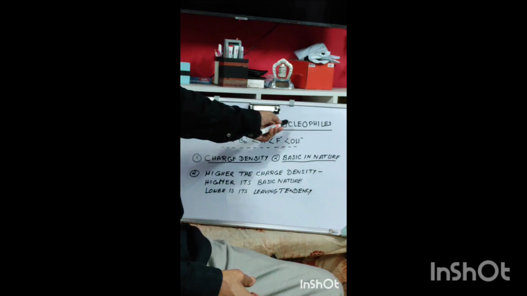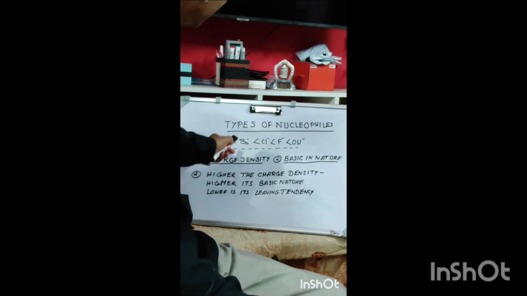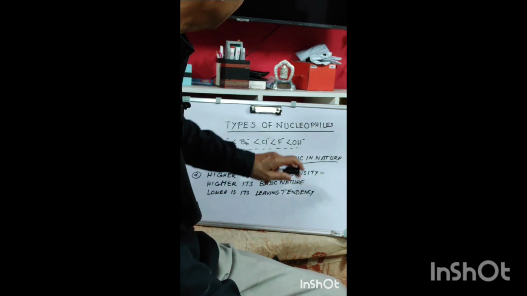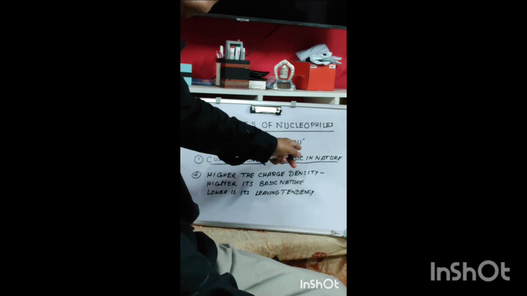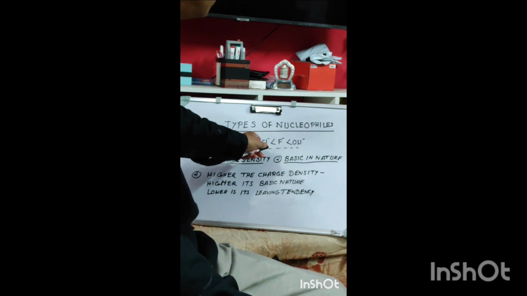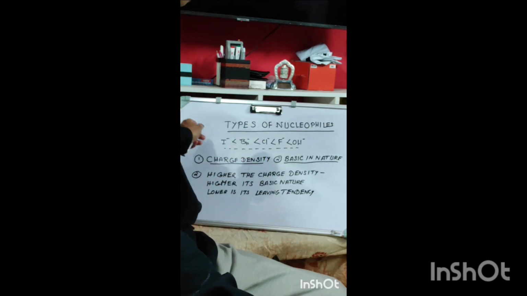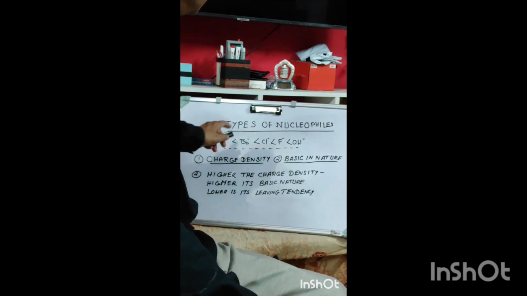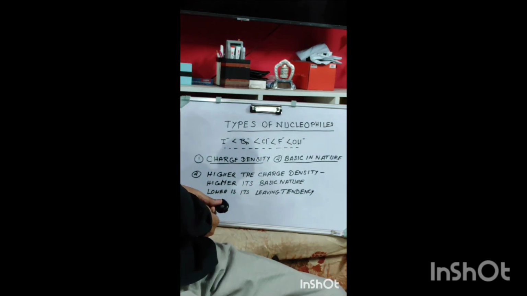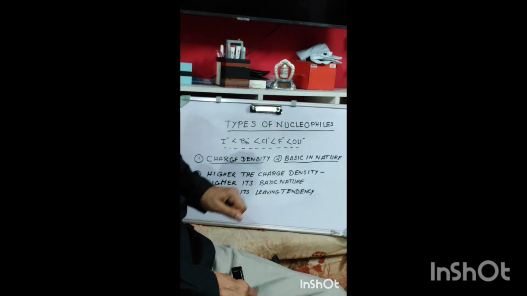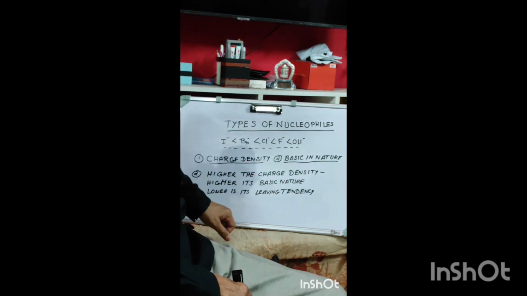Types of nucleophiles. What is that? There is a scale: iodide less than bromide, less than chloride, less than fluoride, and less than hydroxide. It means hydroxide is capable of replacing fluoride, fluoride is capable of replacing chloride, and so on. So this is the scale. Now see, this scale depends mainly on two factors. One is charge density, another is basic nature.